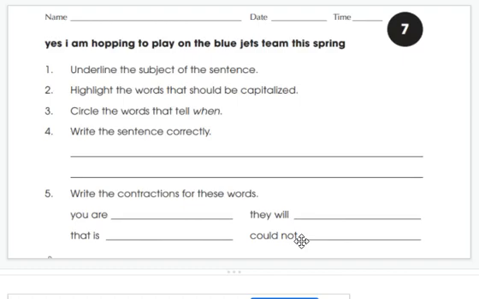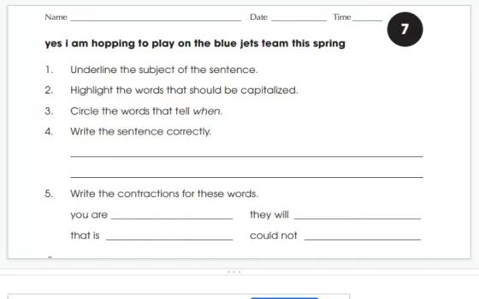All right, it's time for grammar warm-up number 7. Let's read the sentence. Yes, I am hopping to play on the Blue Jets team this spring. Okay, number 1, underline the subject of the sentence.